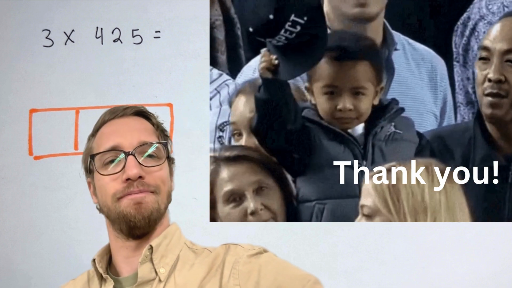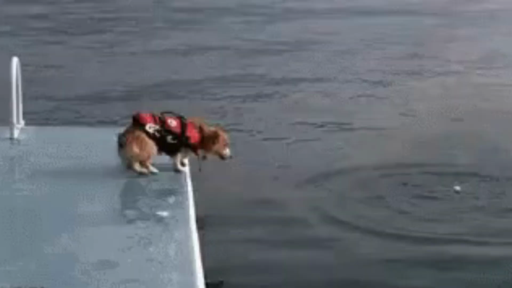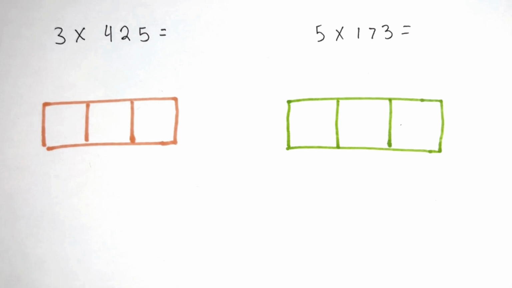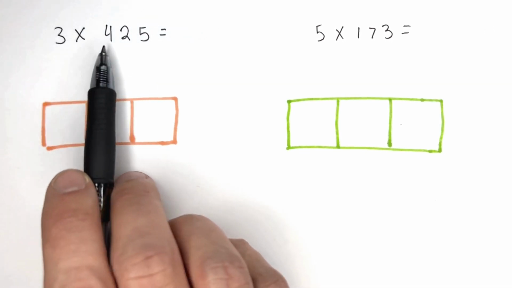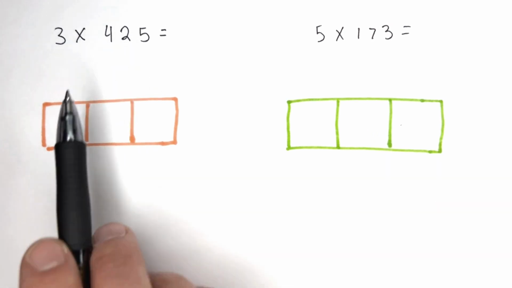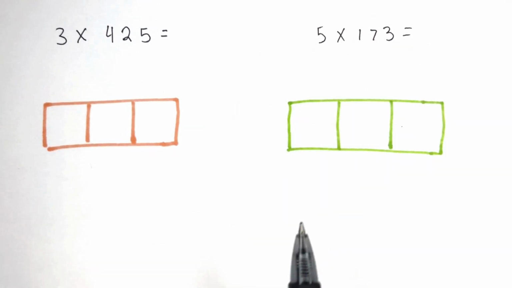That'd be pretty awesome. All right, let's dive in to the box method. All right, the box method. So here I have a 3-digit number times a 1-digit number. So I'm doing a 3-digit number. That means I'm going to have 3 boxes for each of these little problems that I have.